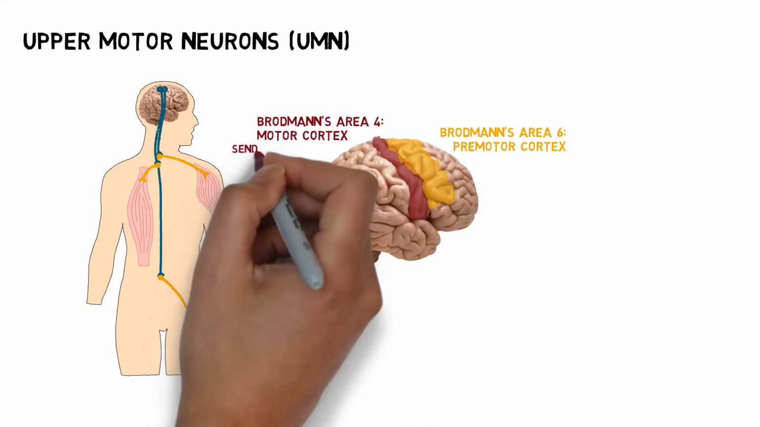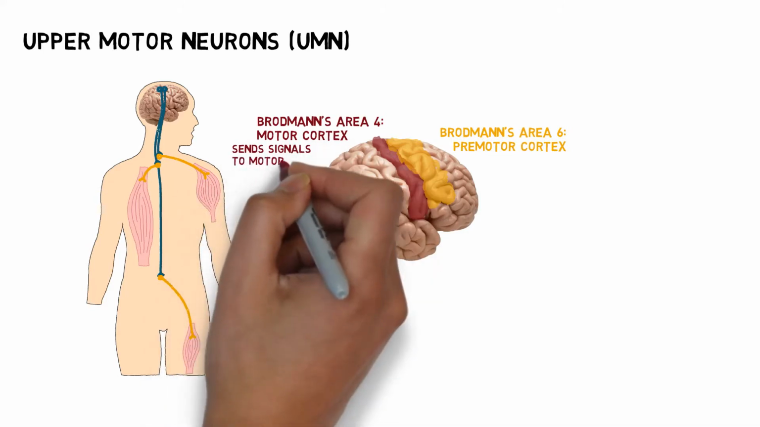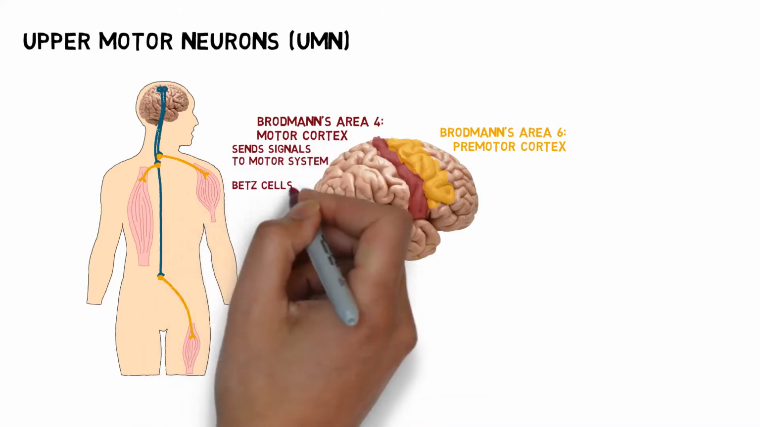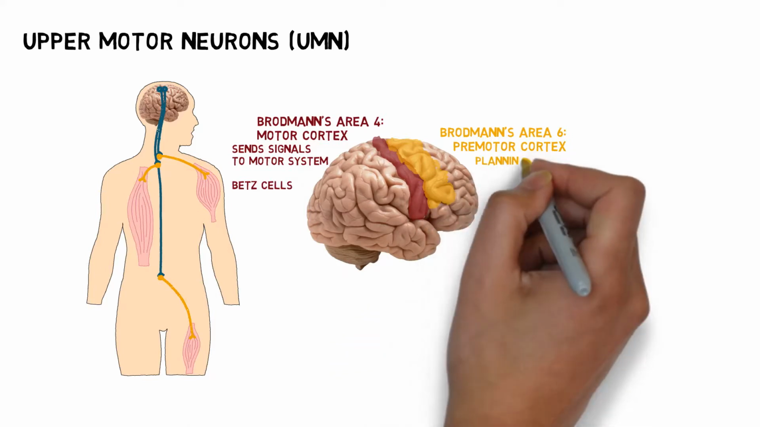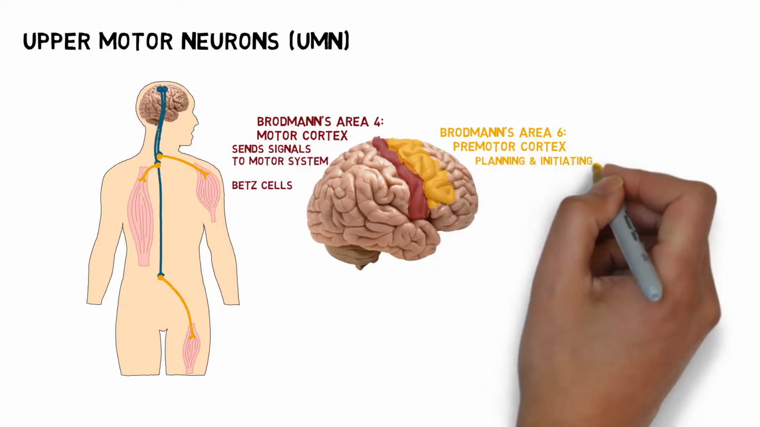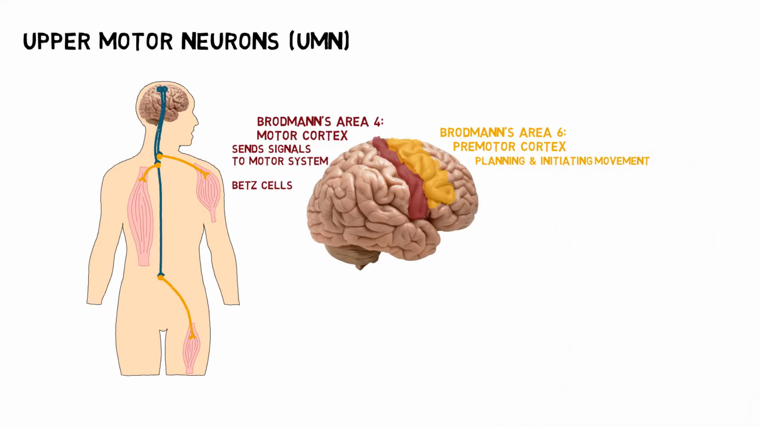Area 4 sends out signals to the motor system and has numerous large Betz cells in layer 5 of the cortex. These are the neurons for motor commands, while area 6 is important for planning the movement or activity and initiating it. From area 4, the axons travel down the pyramidal tract to the lower motor neuron.